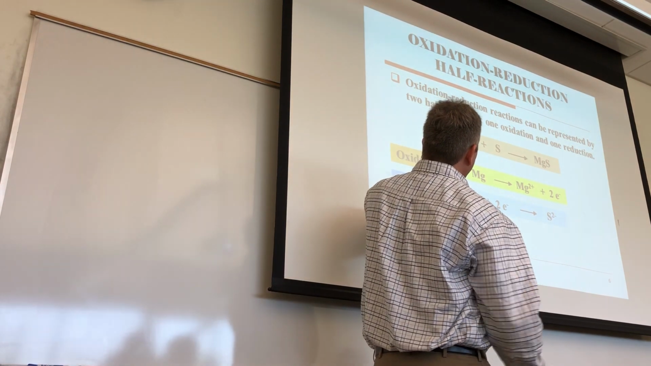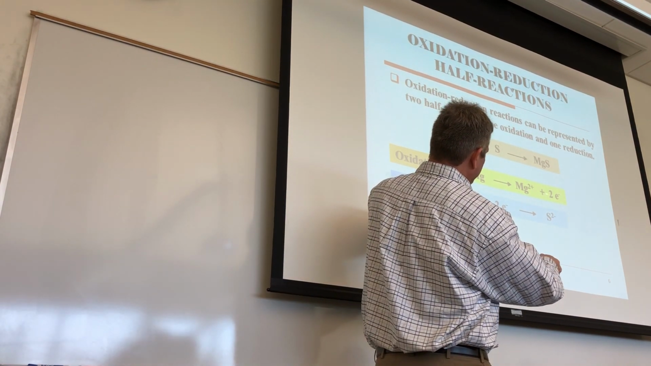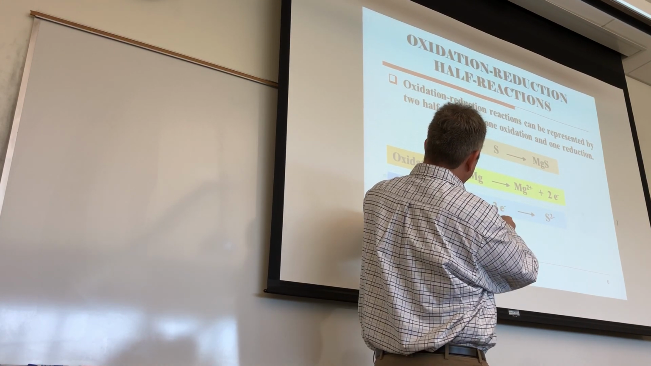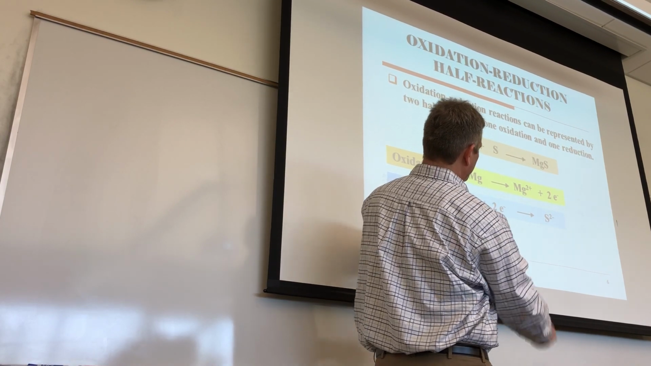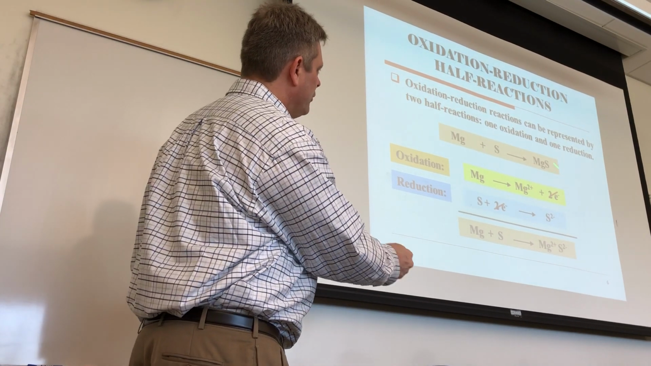Okay. Now, when I look at this here, I put this together and I simply say 2 electrons here, 2 here. I cancel those out. I pull this down. I get magnesium, sulfur, and magnesium 2 plus and S2 minus on the product side, and that's my total reaction. And that's what I get here, which should look just like this.